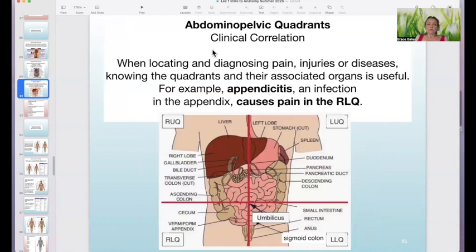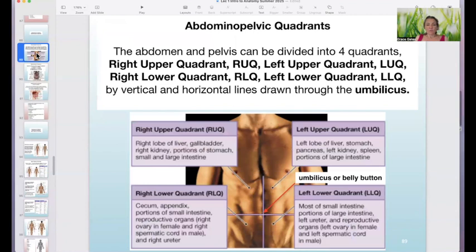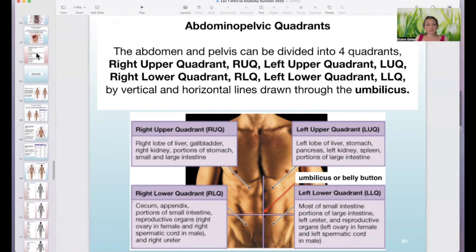Clinical correlation: when locating and diagnosing pain, injuries, or diseases, knowing the quadrants and their associated organs is useful. For example, appendicitis, an infection in the appendix, causes pain in the right lower quadrant where the appendix is found. Okay, so actually, the terms right upper quadrant, left upper quadrant, right lower quadrant, left lower quadrant are used clinically very often.